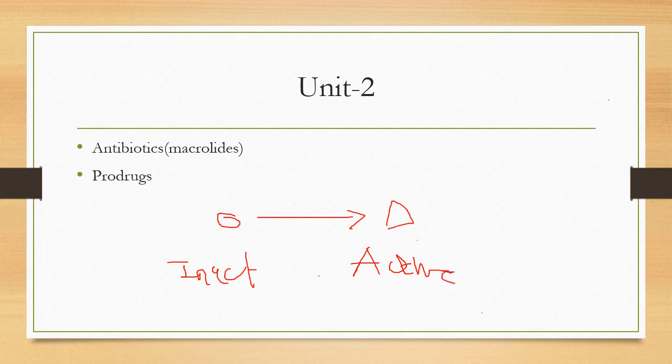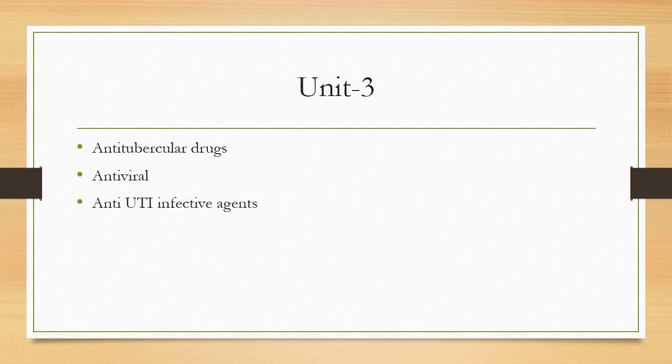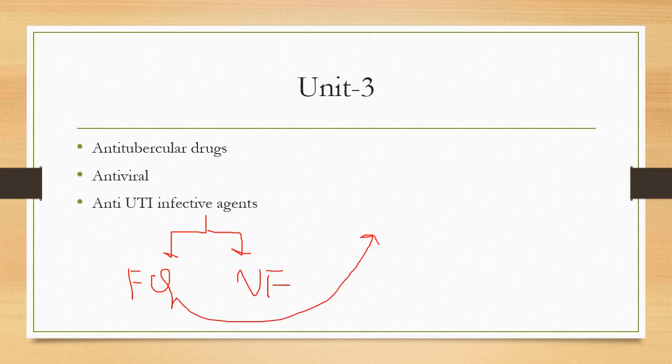Next we have unit number 3, in which we have anti-UTI infective agents. In UTI, mainly fluoroquinolones and nitrofurantoins. These are the two most widely used classes of drugs in UTI infection. For fluoroquinolones, you have nalidixic acid as a quinolone. It lacks the fluorine group. But in fluoroquinolones, we have first and second generation.